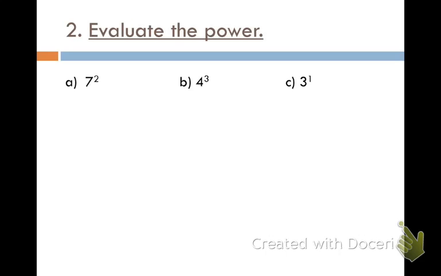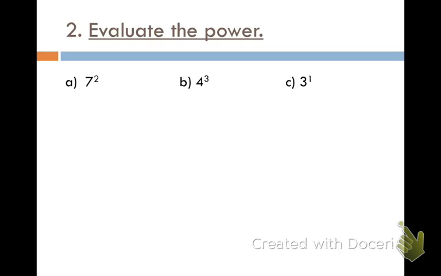Looking at that first one, we've got problem A. Does anybody know how to read problem A? What does it say? 7 to the 2nd power. There is also another way to read that. Anytime there's a 2 in the corner, you could also say 7 squared, okay?